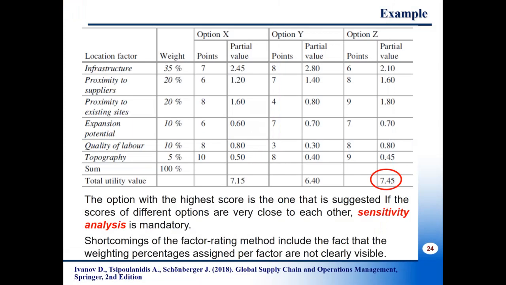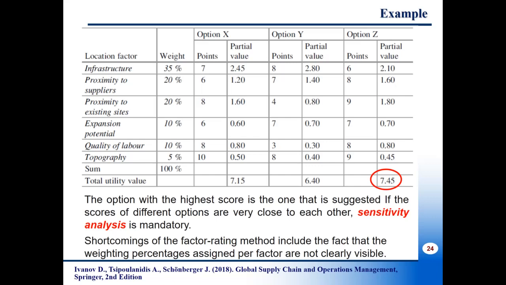Now let's start with an example in our slide. In our slide, we have three options of location for our central warehouse: X, Y, and Z. And we also have several factors to be considered. For instance, infrastructure, proximity to suppliers, proximity to existing sites, expansion potential, quality of labor, and topography.